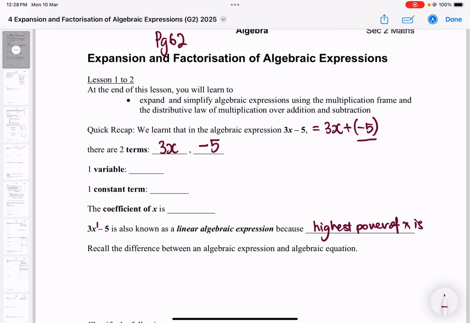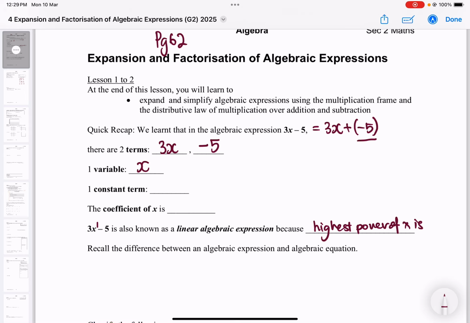Next, what is a variable? A variable is the letter in this algebraic expression that can actually take on different values. So variable means it keeps varying or changing. For example, in this expression, x could be equal to 1, or x could be equal to 2 in another scenario. So the value of the variable will keep changing. So we call that a variable, and there's only one variable in this expression, which is the x.